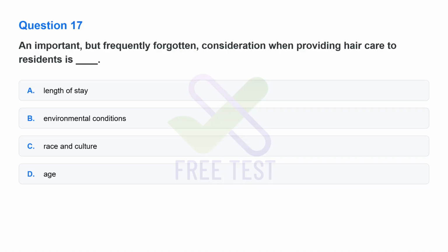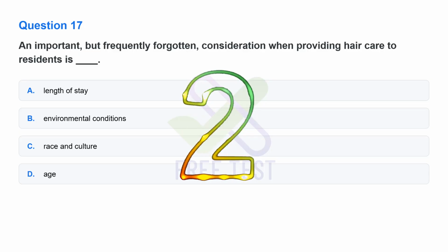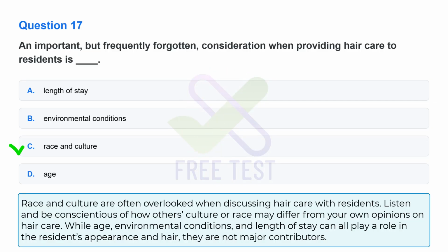An important, but frequently forgotten, consideration when providing hair care to residents is A. Length of stay. B. Environmental conditions. C. Race and culture. D. Age. The correct answer is C.